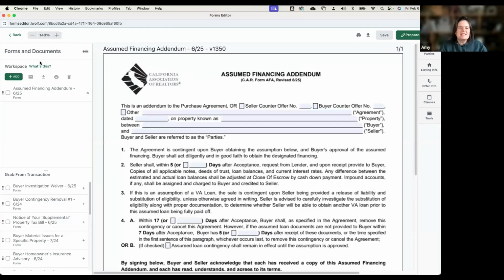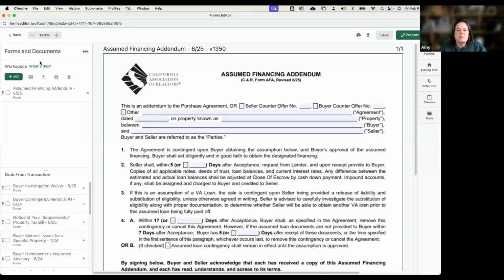The assumed financing addendum, the top is filled out just like any other form. It defaults to the purchase agreement, or you would reference a seller counter offer or a buyer counter offer and what number it is, or other form. The date of that form, which is the date that's pre-printed in the upper left-hand corner of that form. So not the date that it's signed or the date that it was agreed to, but the actual printed date on the form. If you're referencing a form that doesn't have that printed date on it, it would be the date that it was signed.